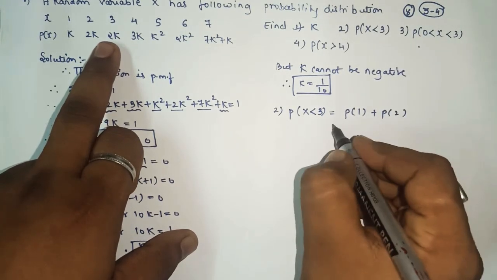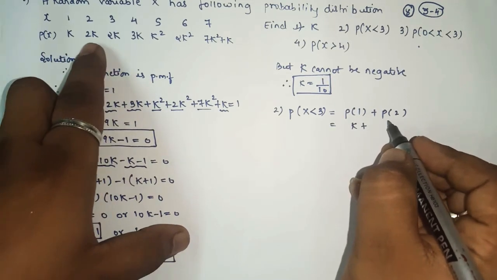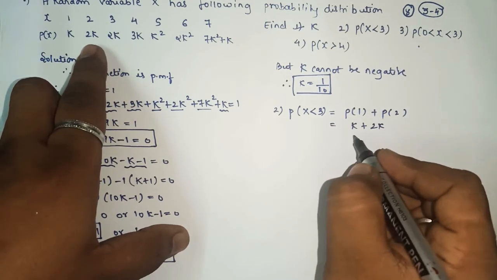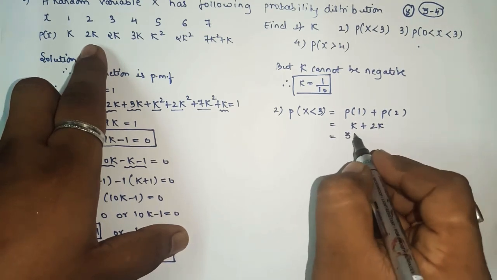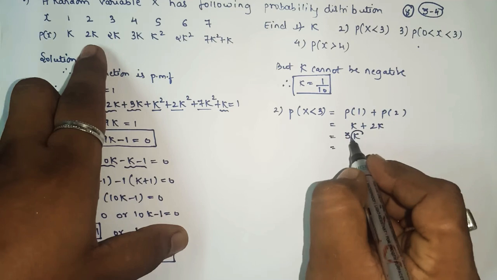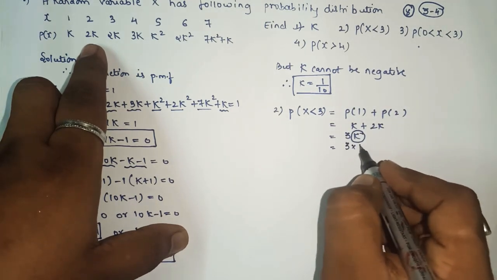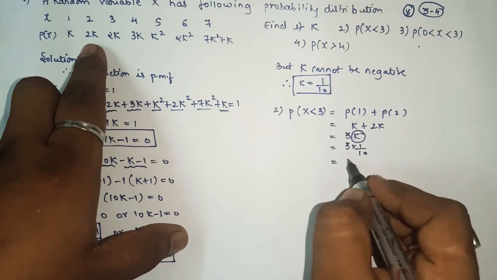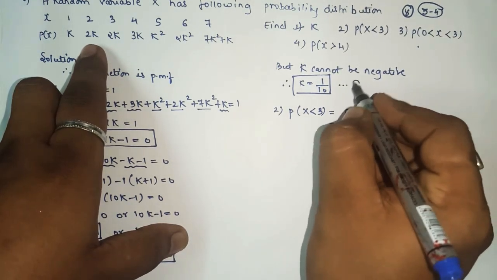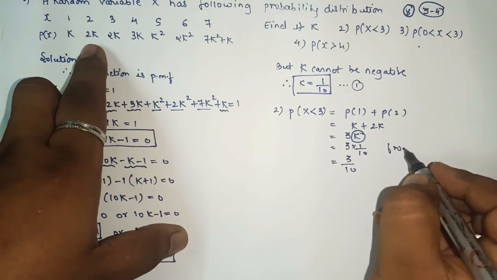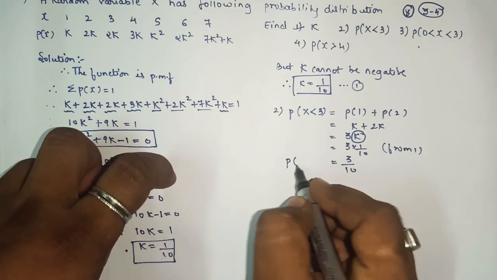Yes or no? So P of 1 is what? Here it is k. P of 2 is what? It is 2k. So when you add k plus 2k, you will get 3k. Now replace the value of k by 1 by 10. So this will be 3 into 1 by 10. So the answer will be what? 3 by 10. So here we got the value of k, and here we got the second answer.